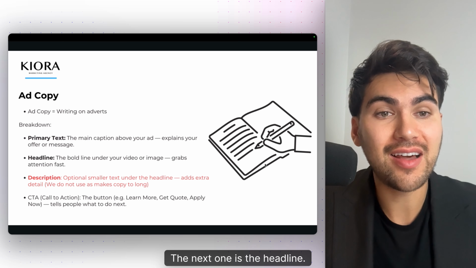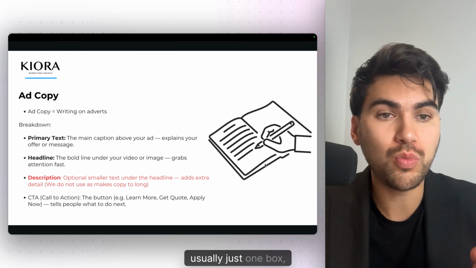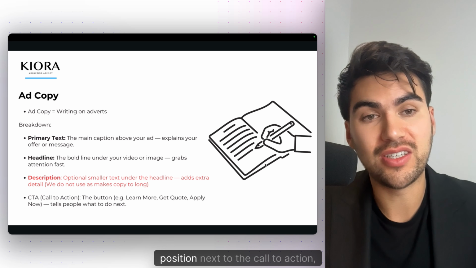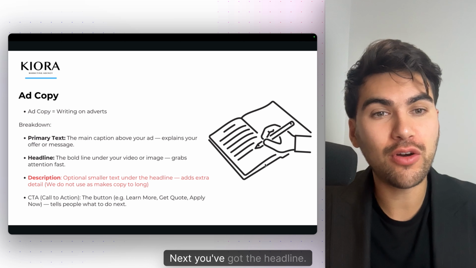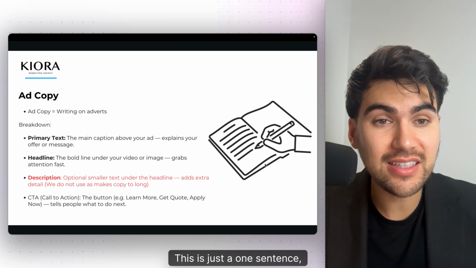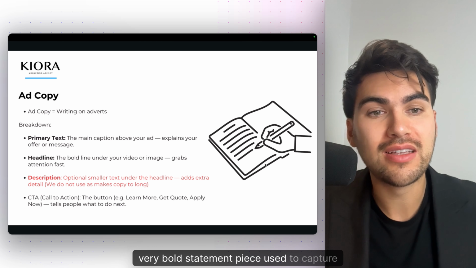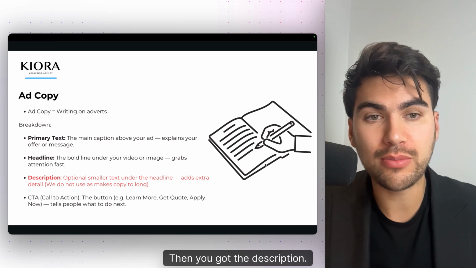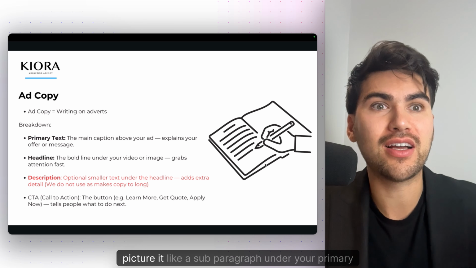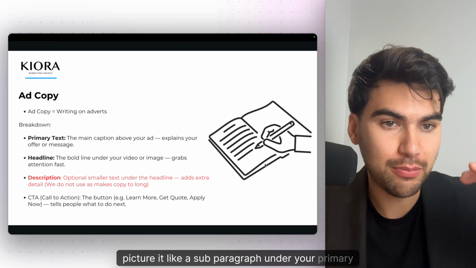The next one is the headline. This is your statement piece, usually just one bold sentence positioned next to the call to action, telling that person what you want to do next. Next, you've got the headline. This is just a 1-sentence, very bold statement piece used to capture someone's attention that maybe hasn't watched the video. Then you got the description. The description is, picture it like a sub-paragraph under your primary text.